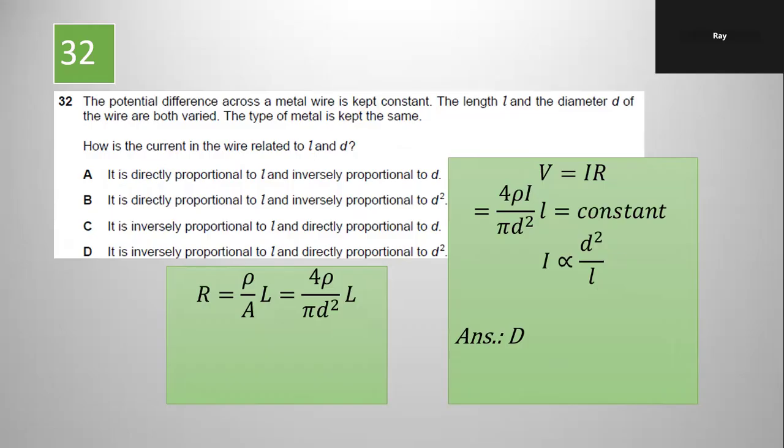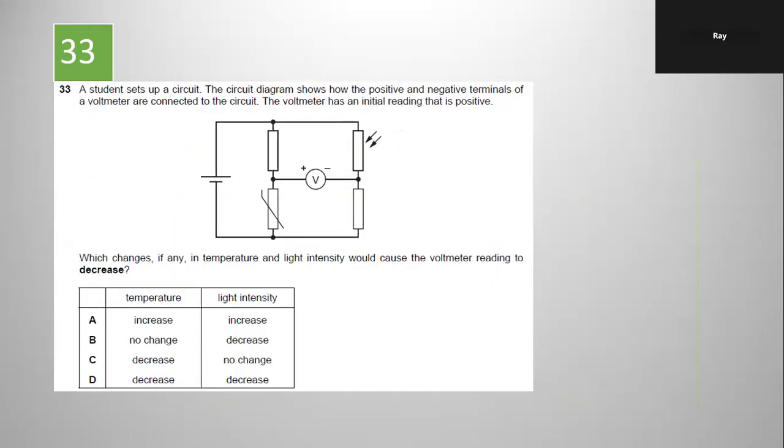Yep. What is the problem? Anything not clear? Okay. A student sets up a circuit. The circuit diagram shows how the positive and negative terminals of the voltmeter are connected to the circuit. The voltmeter has an initial reading that is positive. Which changes, if any, in temperature and light intensity would cause the voltmeter reading to decrease?